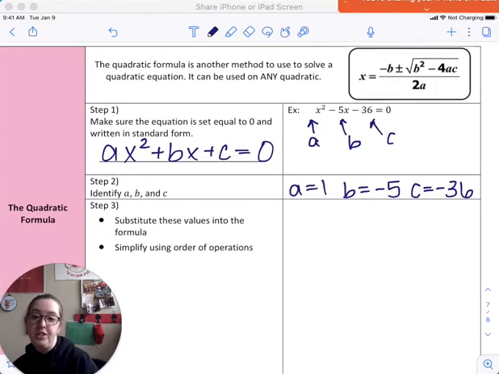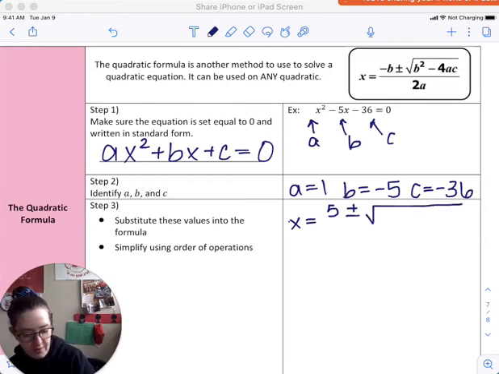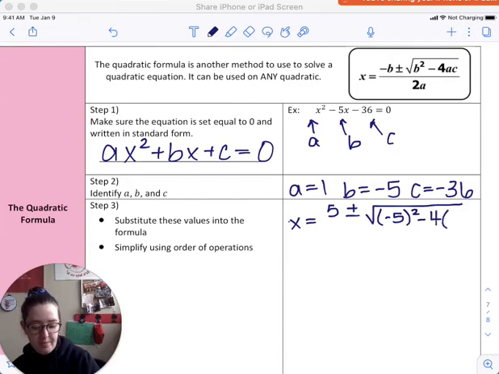Now we want to substitute these values into our formula. We have x equals, first comes negative b, or the opposite of b. The opposite of negative 5 is positive 5, plus or minus the square root of, b is negative 5, I'm going to put that in parentheses, squared, minus 4 times a is 1, c is negative 36. And this is all over 2 times a, or 2 times 1.